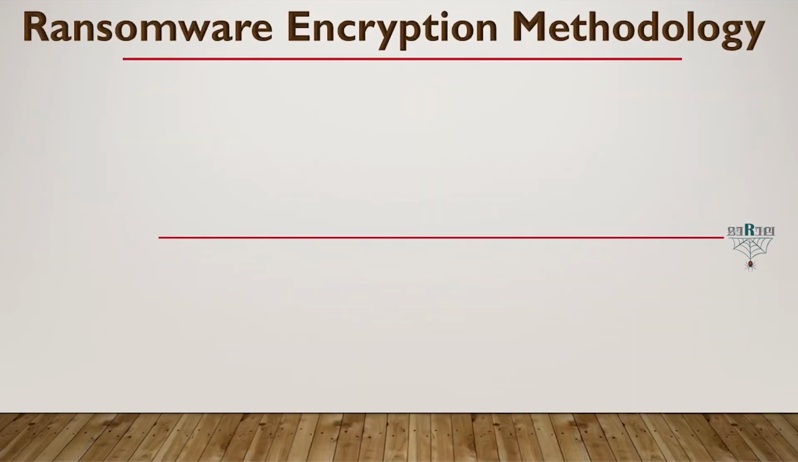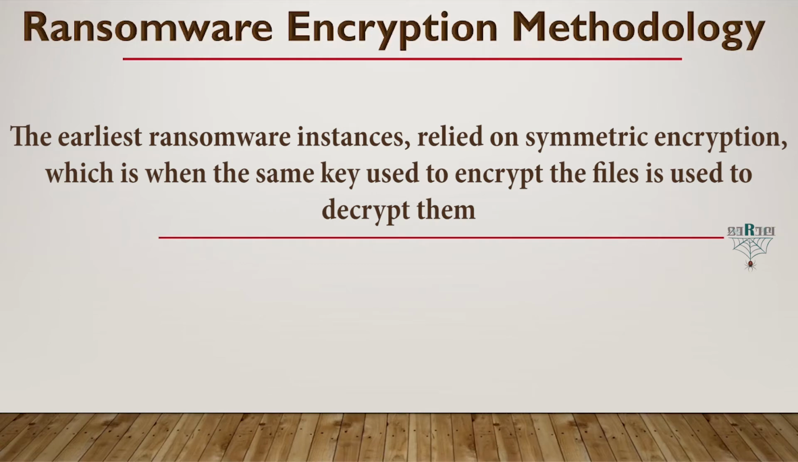Ransomware encryption methodology. The primary way ransomware will block access to files is by encrypting the files themselves. The earliest ransomware instances, first introduced in the late 80s and early 90s, relied on symmetric encryption, which is when the same key used to encrypt the files is used to decrypt them.